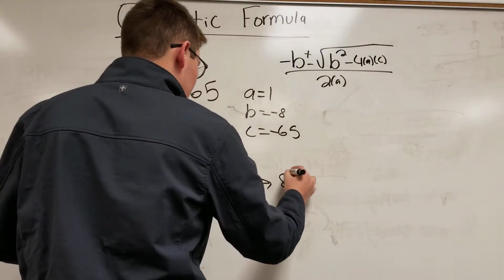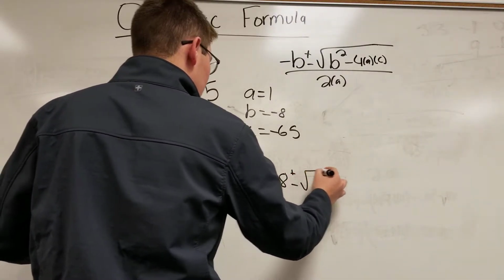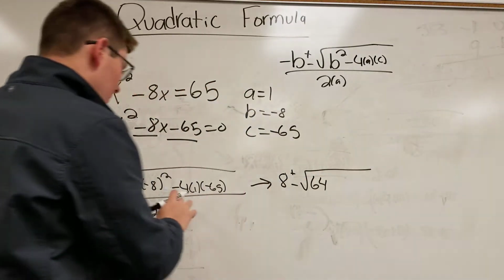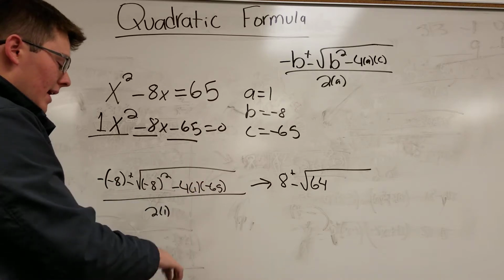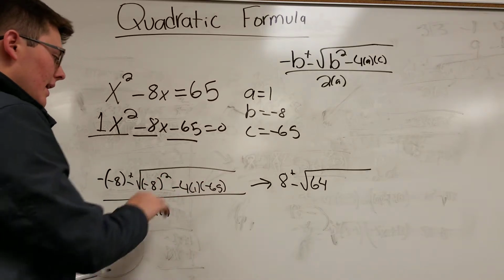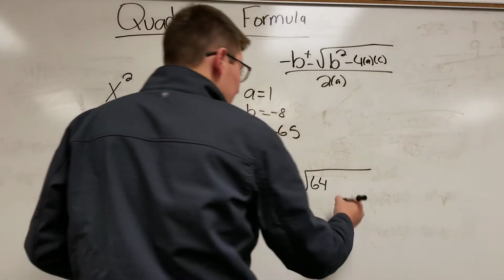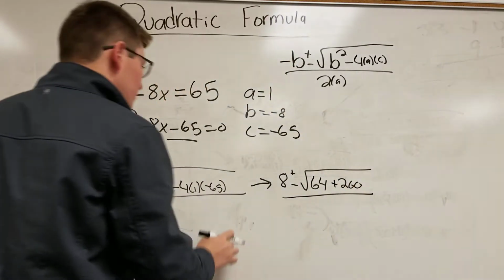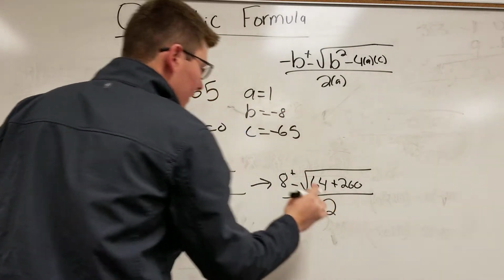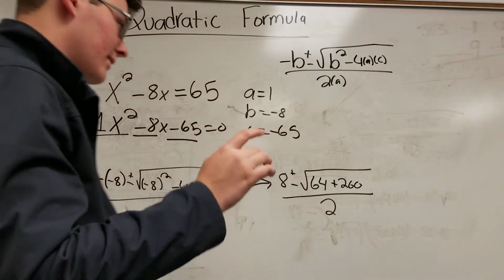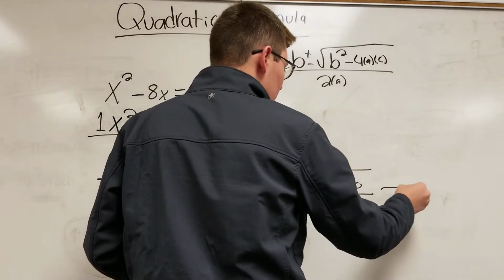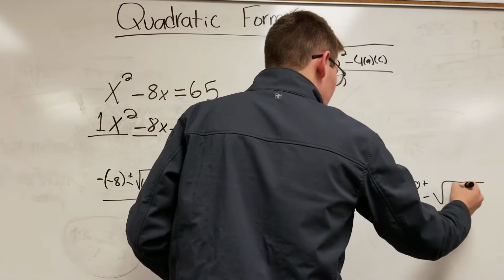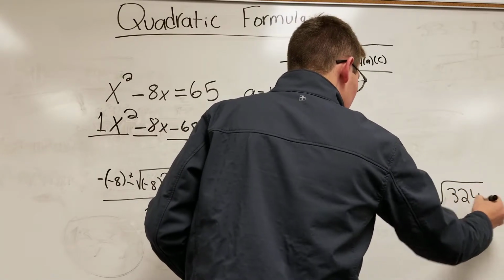So we have positive 8 plus or minus the square root of negative 8 squared, which is 64, minus 4 times 1 times negative 65. So negative 4 times 1 is negative 4. And negative 4 times negative 65 is positive 260, over 2 times 1. This is the simplified version. Now let's simplify it further by adding what's in the radical. We have 8 plus or minus the square root of 324 over 2.